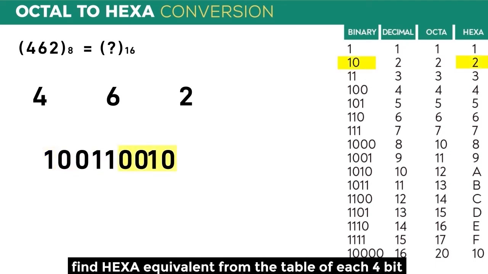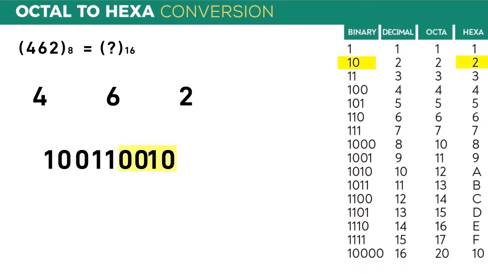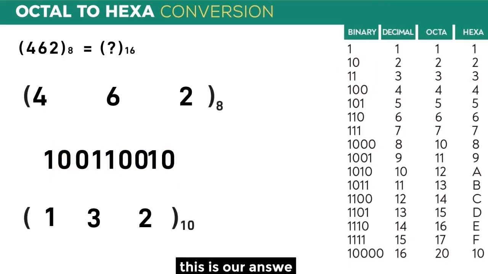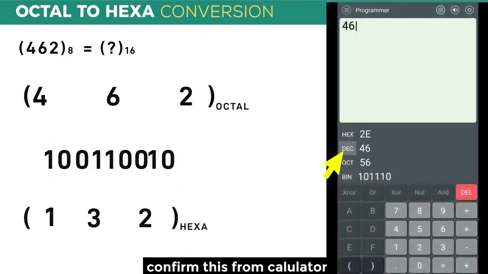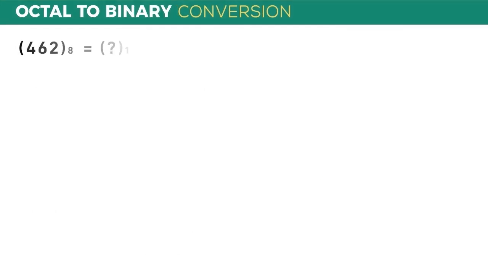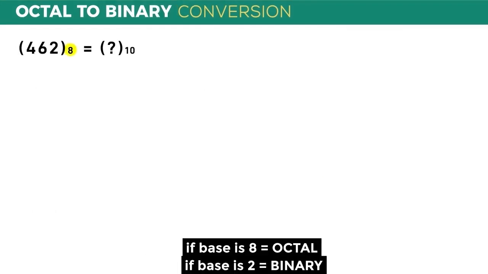0010 is our first number, which is equal to 2 in hexa. 0011 is equal to 3 in hexa, as we can see from the chart, and finally 1, which is equal to 1 in hexa. So 132 is our answer.